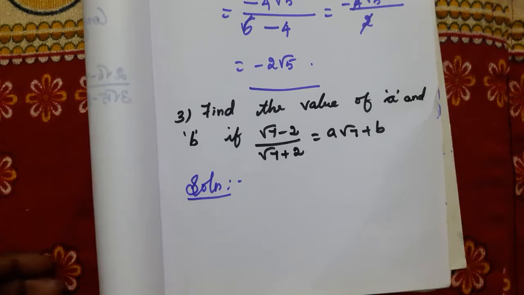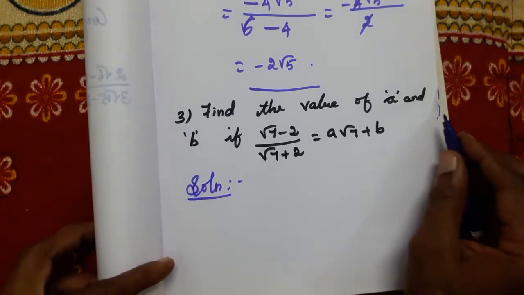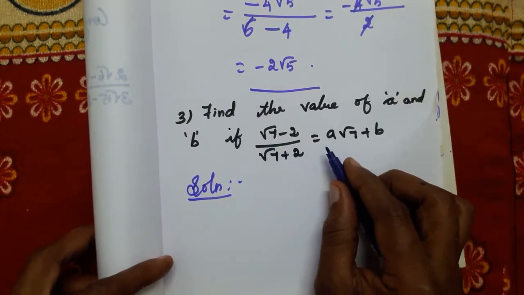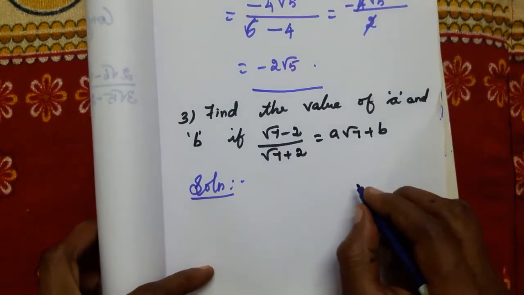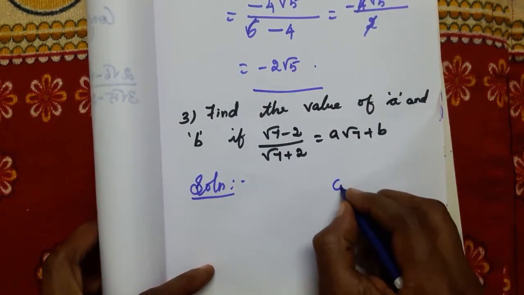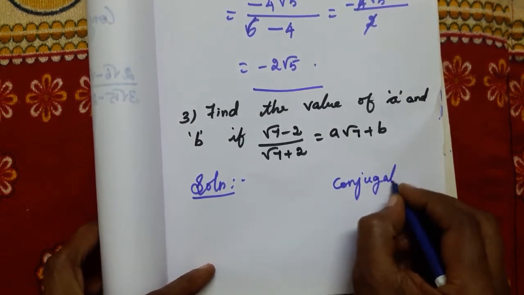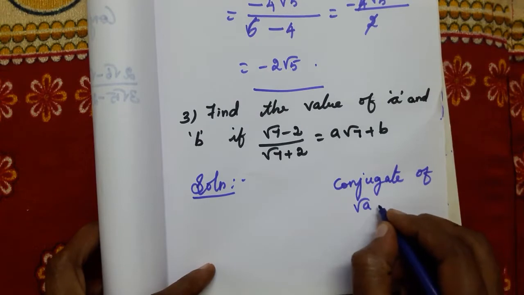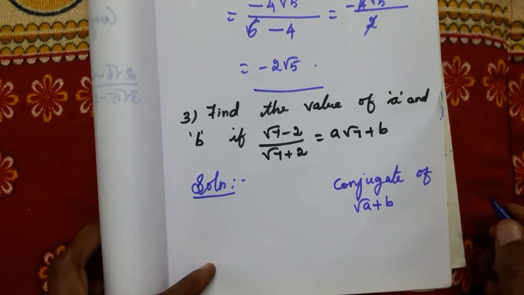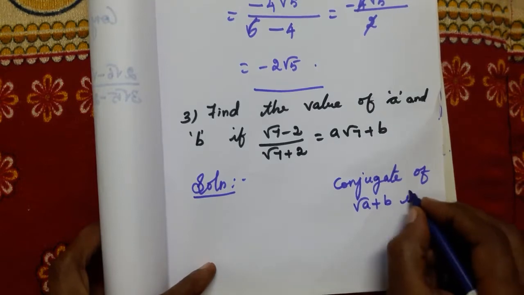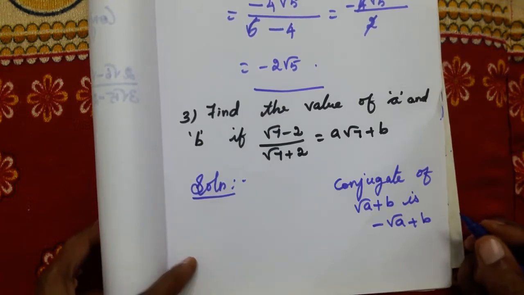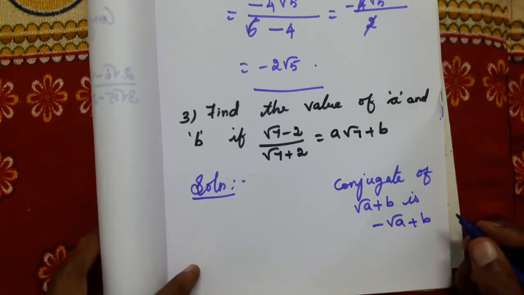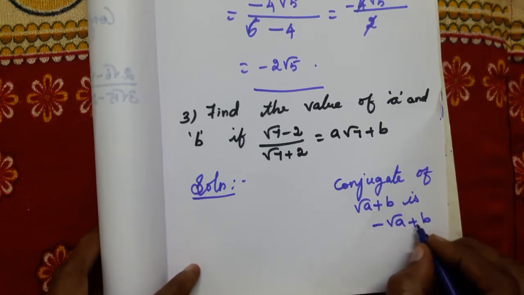Now I am going to explain the third problem. Find the value of a and b if root 7 minus 2 by root 7 plus 2 is equal to a root 7 plus b. What is the conjugate of root a plus b? It is minus root a plus b.